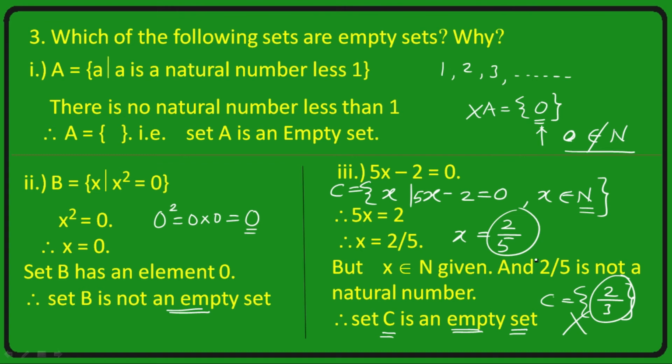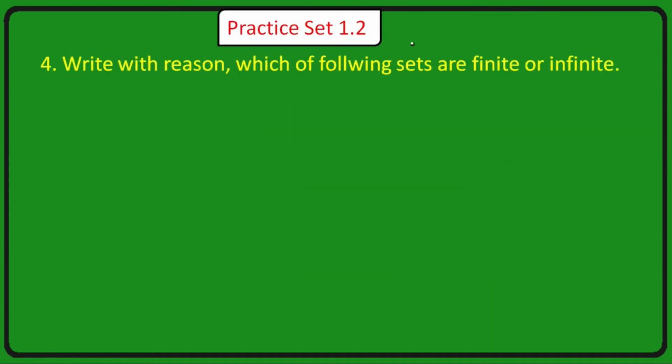The last question from practice set 1.2 is like this: write with the reason which of the following sets are finite sets or infinite sets. As earlier we discussed the types of sets, we have seen the definition of the finite set. Finite set means if the set contains limited elements and they are countable, then that type of set is called a finite set. And if the elements are not countable, unlimited elements, an infinite number of them, then that type of set is called an infinite set.